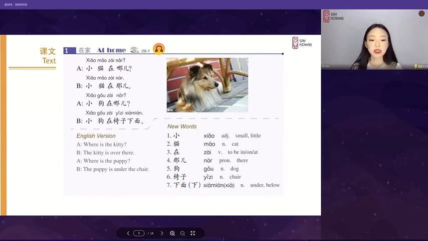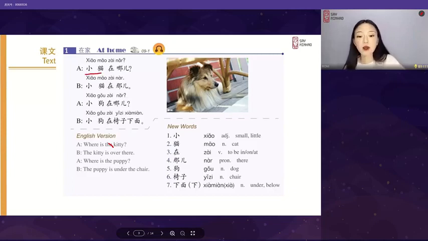Each word twice. 3, 2, 1. 小猫, 在, 那儿, 小狗, 椅子, 下面, 下. Okay, very good. Now let's see the text and I will read it. Please listen carefully. It happened at home. A asked, 小猫在哪儿?小猫在那儿。小狗在哪儿?小狗在椅子下面。Okay, let's see the text sentence by sentence.